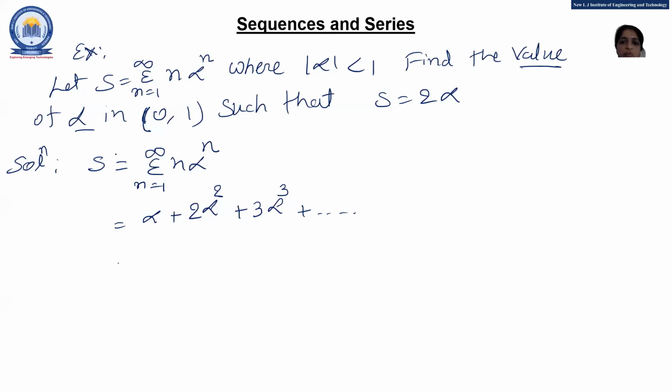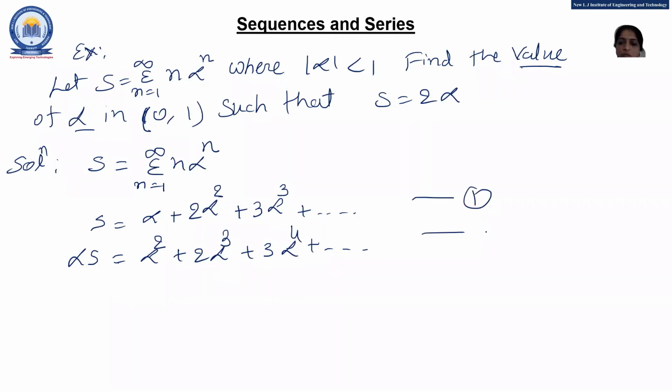Now, we want alpha into S. Okay, I am multiplying alpha both sides. So this one converts into alpha square. This is 2 alpha cube. This one is 3 alpha raised to 4, up to so on. I am multiplying alpha both sides. Now, this is equation 1 and this one is equation 2.